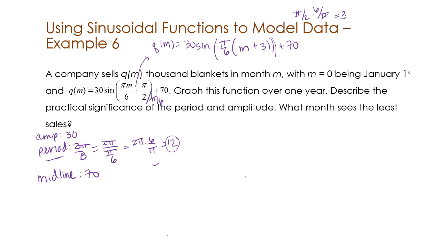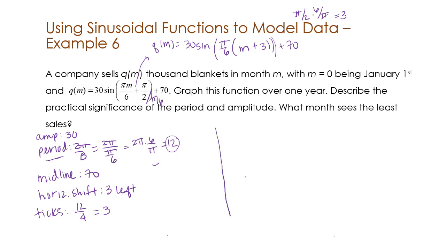And then what else do we need to know? We need to know a horizontal shift. That's going to be 3 units to the left. And then for our tick marks, that's going to be the period divided by 4, so that's going to be 3.